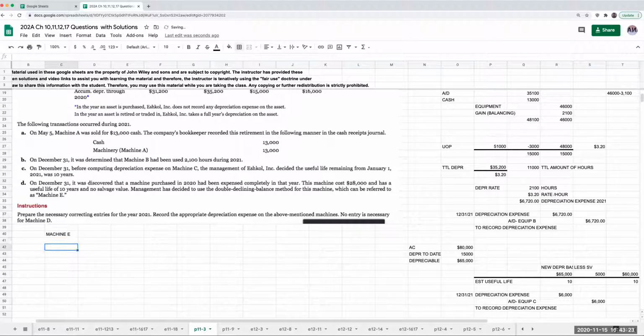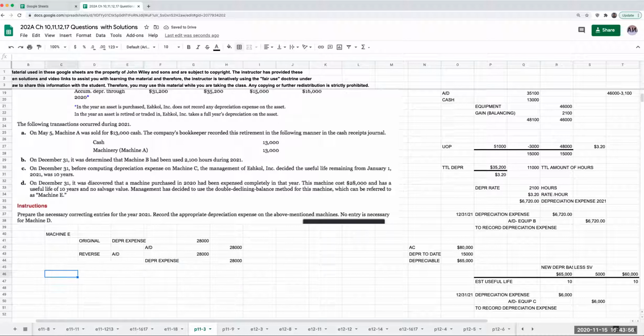Okay, so what I did was I basically put in depreciation expense for 28,000, and I credited accumulated depreciation. Okay, so what we should do, this is my original. I'm going to go ahead and reverse this so we can start fresh.